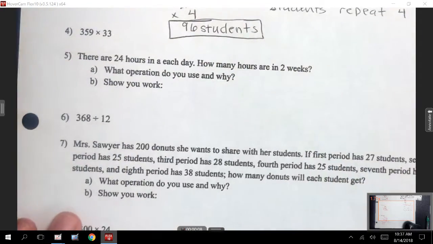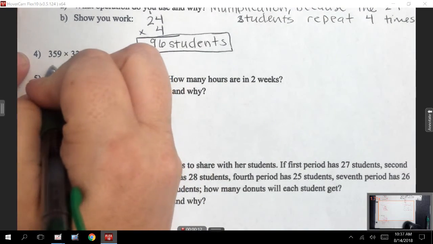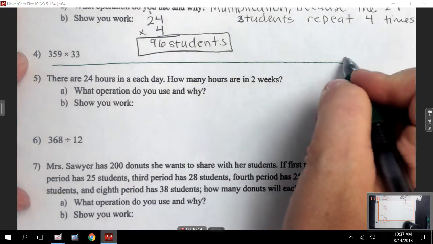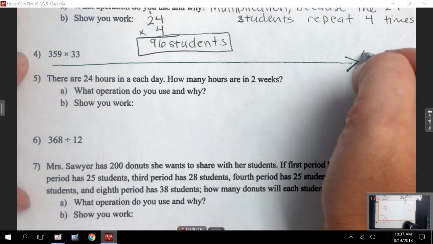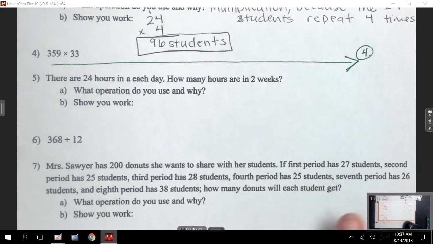So we're going to look at the math workshop number 4 and number 5. All right. So for number 4, it's a multiplication problem. Now I don't have a lot of room right there, so I'm just going to kind of draw an arrow and do it over here to the side and put number 4. So there's where I'm going to do my number 4. Can y'all see that? Oh, I might need to move it over.